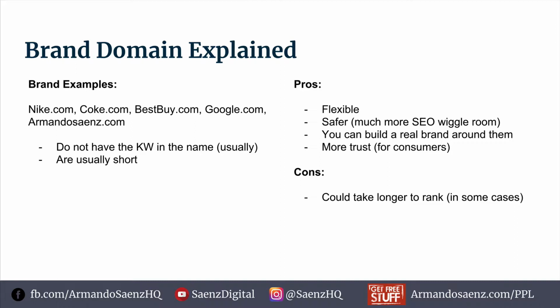What I like about these domains is they are the most flexible out of the three. Meaning that if I build a website and I call it ArmandoSaenz.com, I can technically take that website in whatever direction I want it, because the name of the domain is a brand. It doesn't really specify or tie me to really any service or location or really anything else, right? It could be about painting. It could be about plumbing. It could be about search engine optimization. It could be about selling books. It could be anything, right?